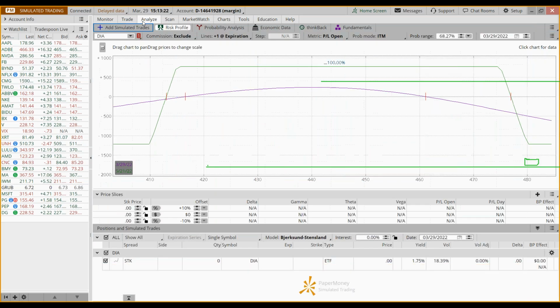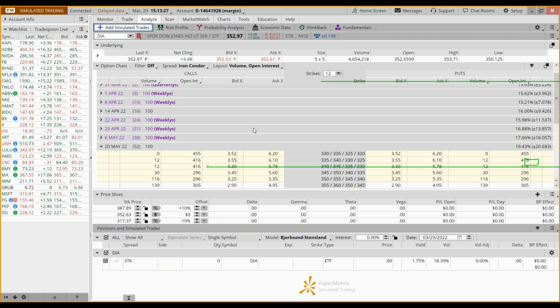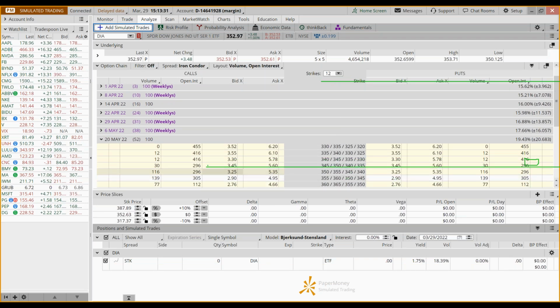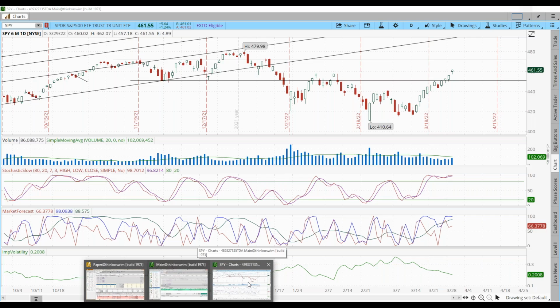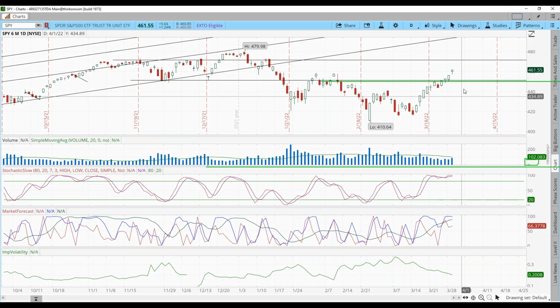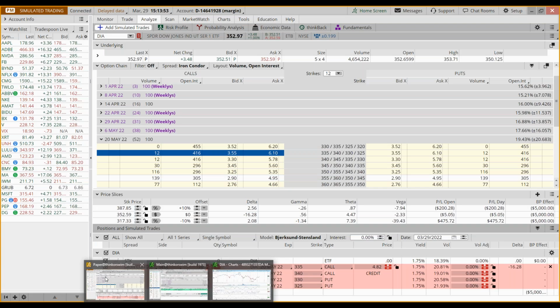Let's go into analyze, add simulated trade. Same thing. I'm going to go out to May because it's easier to manage the trade. Pick one, anyone, doesn't matter. And then we said, right? I hope you feel like by seeing how we try to set this up, it almost builds itself. That's the wrong chart. It's this chart.